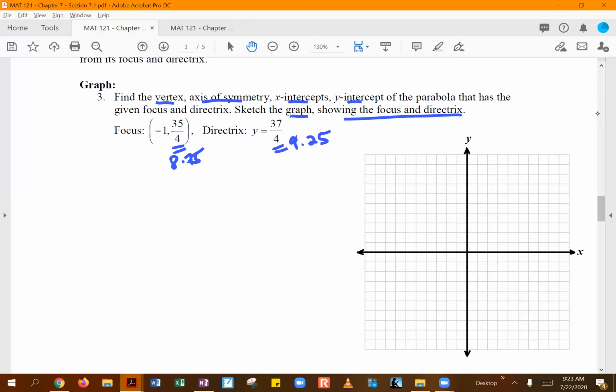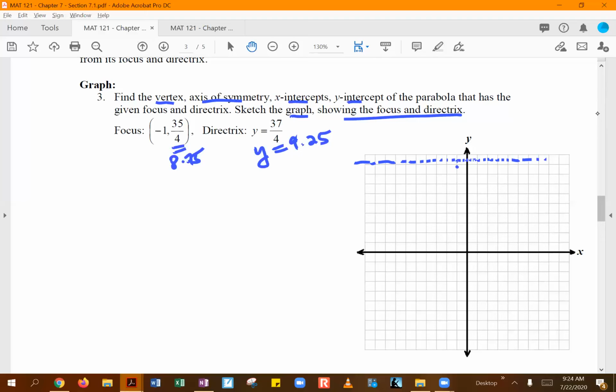So let's see. I've got -1, 1, 2, 3, 4, 5, 6, 7, 8, and 8.75 would be right over here. The directrix is the line y equals 9.25, so just a quarter above, and this is where my directrix is going to be.